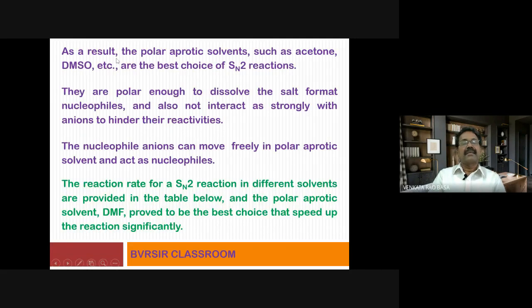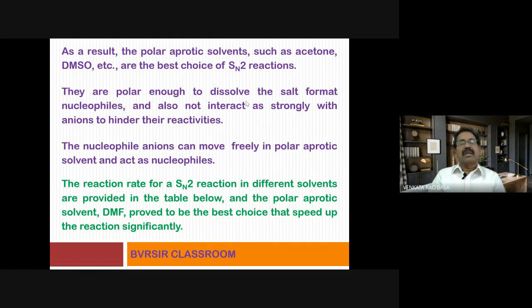Now, as a result, polar aprotic solvents such as acetone, DMSO, etc., are the best choice for SN2 reactions. Yes, take care of this point. They are polar enough to dissolve the salt and also do not interact as strongly with anions to hinder their reactivity. That means they are in between non-polar and polar. They are the best choice.